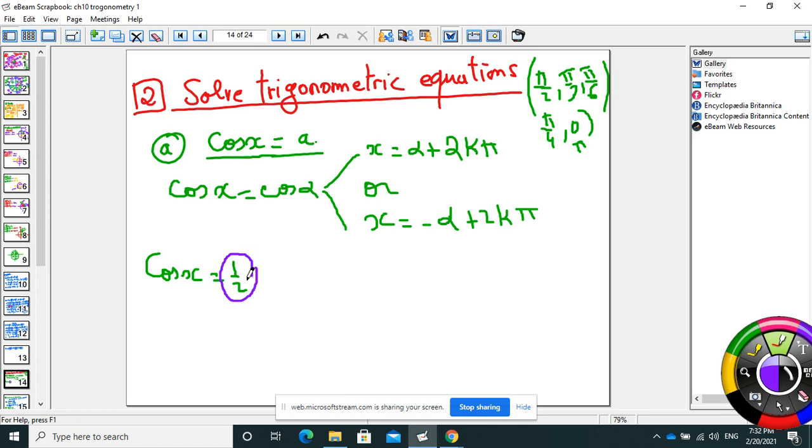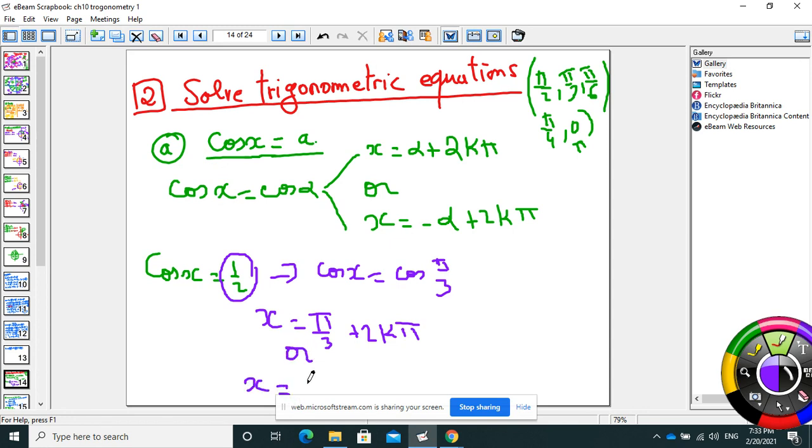It's pi over 3. Pi over 3, which is 60, has cosine half. So it becomes cosine x is equal to cosine pi over 3 and now I compare. So x is equal to pi over 3 plus 2k pi. What does plus 2k pi mean? I can do 1 turn, 2 turns, 3 turns, 4 turns, so many angles, or it can be minus pi over 3, because cosine of minus pi over 3 is also half. So I don't think more, I just remember the formula.